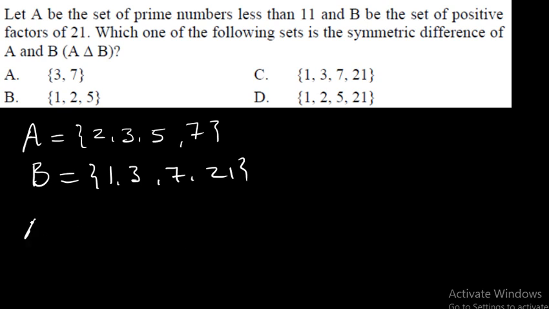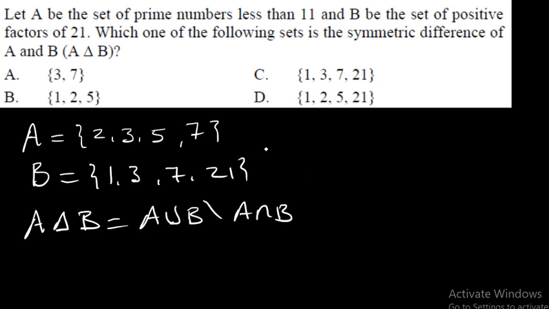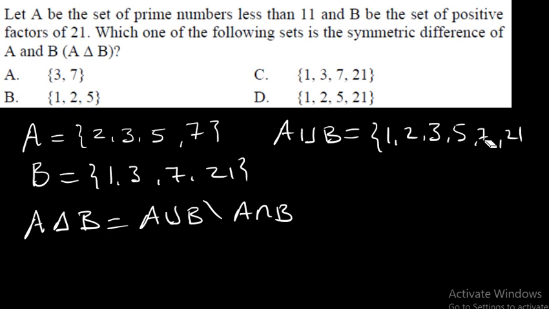So what is the symmetric difference, or A delta B? This is the question. A delta B is the same as A union B without A intersection B. First we have to get A union B. A union B means we mix them, which will be 1, 2, 3, 5, 7 and 21. These are the union of the two sets. And the intersection of these two sets is 3 and 7.